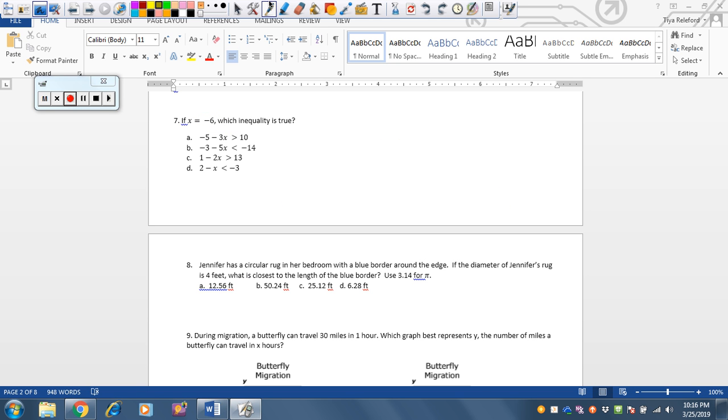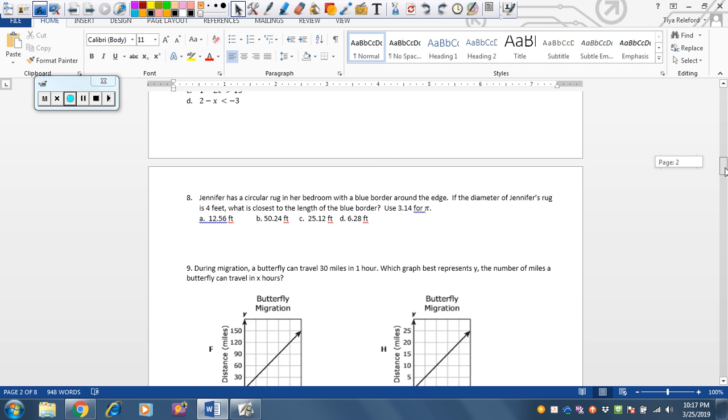You're going to do the same thing for B. -3 minus 5x is less than -14. You're going to boom, boom. Now you have -3 plus -5 times x is -6, is that greater than -14? Multiply first. That's +30. Is -3 plus 30 less than -14? Maybe. Go down and check it on every single one.